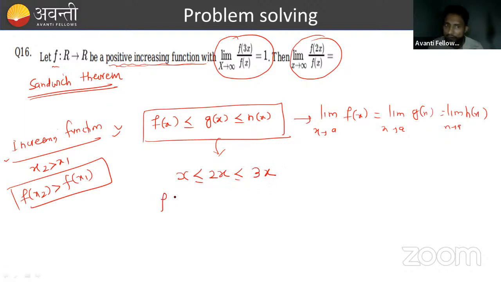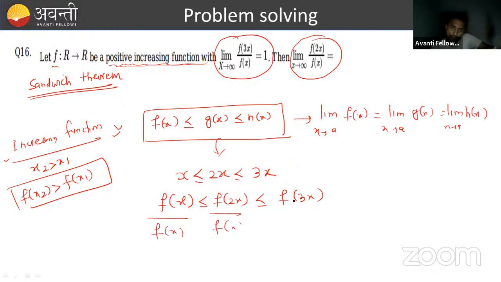Then I can write like this: f of 3x is greater than f of 2x, which is greater than f of x. So I am creating the functions f of x, g of x, and h of x. But here the limit value is divided by f of x. So I will divide by f of x here, here, and here. So it will become what? 1.